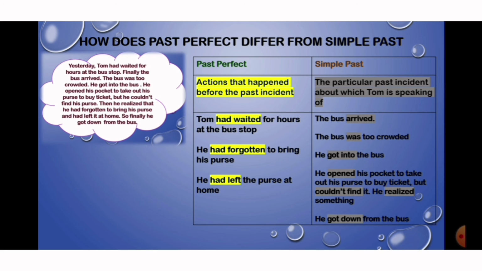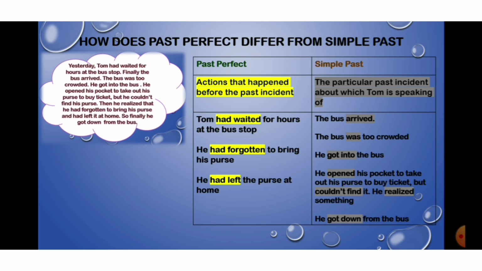Now let's take the next case. The bus was too crowded. So here we don't need to use past perfect because it was the clear indication of the past incident. The bus was too crowded. Tom got into the bus. That is also not anything before the past incident. That was a past incident.